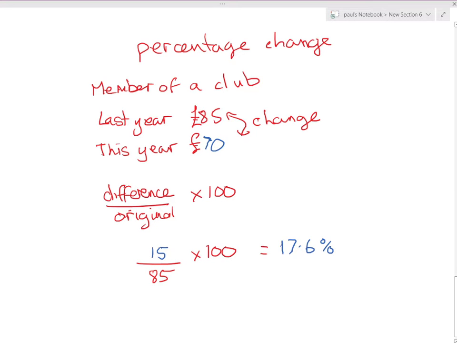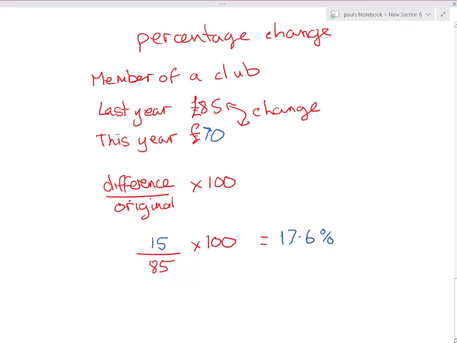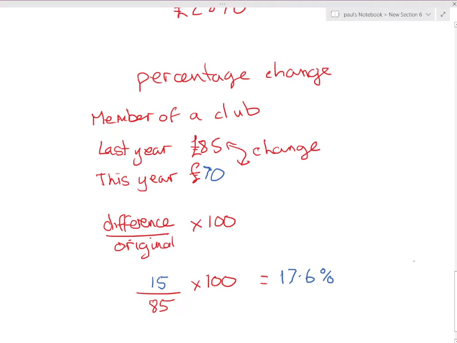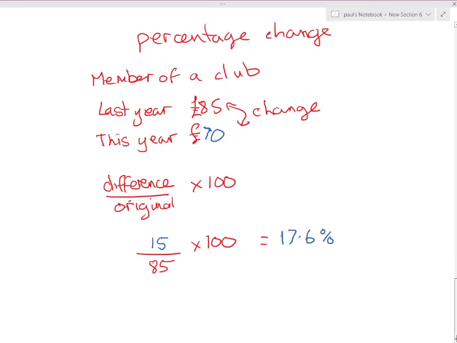Now, what else can we do? Now, we were there, let's go back there, we were changing percentages into decimals, didn't we? Yeah. So let's look at how we're doing that. So a percentage to a decimal.